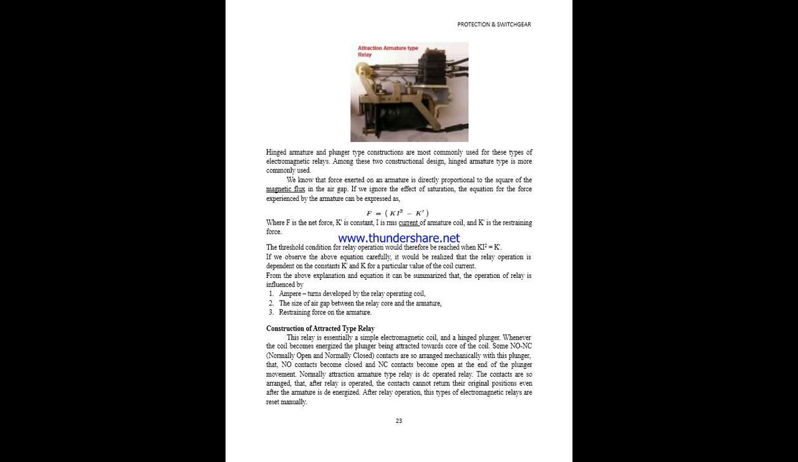Normally, the attraction type relay is a DC operated relay. The contacts are so arranged that when the relay is operated, the contacts cannot return to their original positions even after the armature is de-energized. After relay operation, this type of electromagnetic relay is reset manually. You can see their construction. It is good and simple in construction.